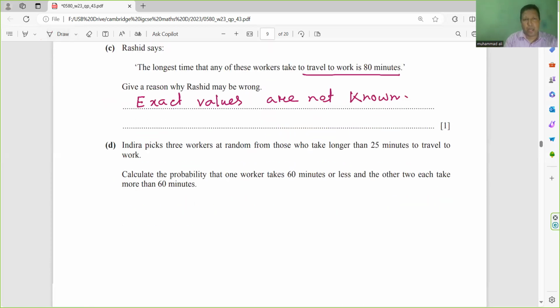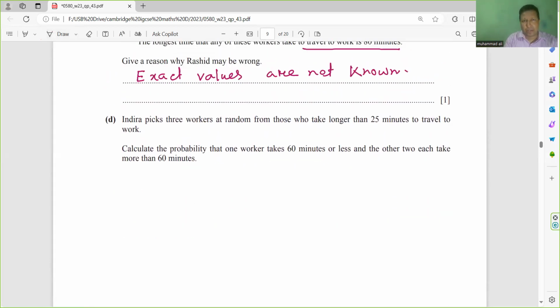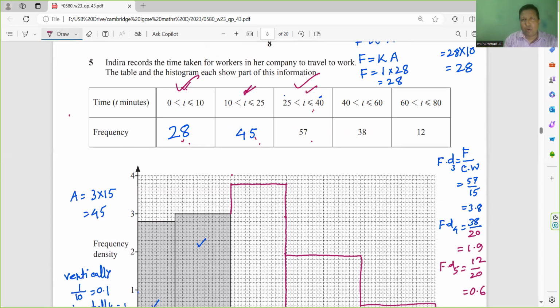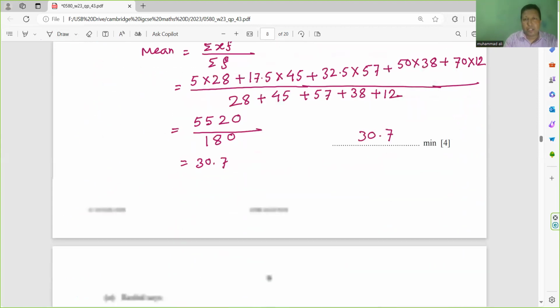Number D, Indira picks 3 workers at random from those who take longer than 25 minutes to travel to work. Longer than 25 minutes to travel to work means 57, 38, and 12, all of this addition. Longer than 25 minutes means 57 plus 38 plus 12.